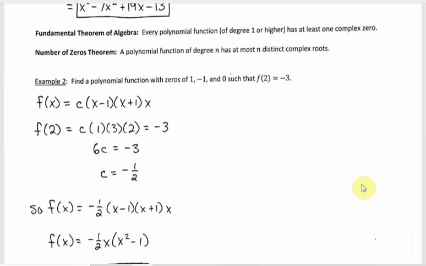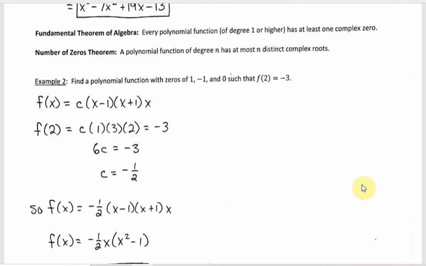This stuff that's in the middle of this page about the fundamental theorem of algebra and then the number of zeros theorem: there always has to be at least one complex zero, and at most the number of complex zeros can match up with the degree of the polynomial, but you can have less than that. So you can have less than n.